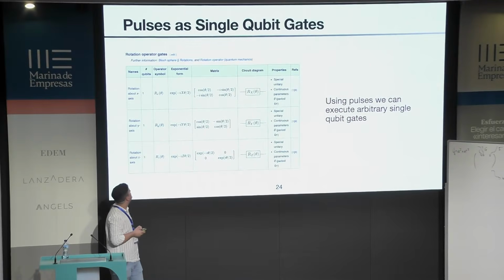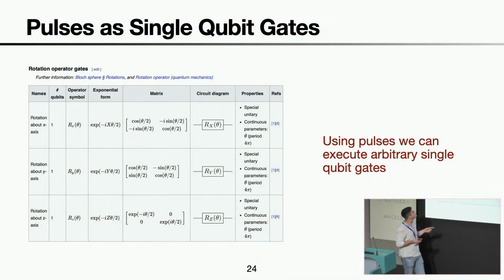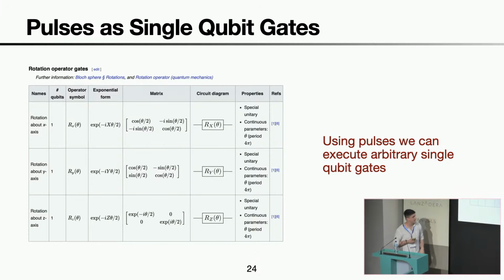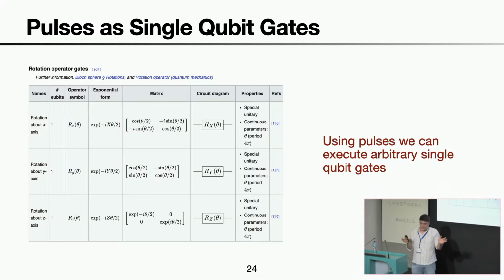And this, for people who are doing quantum computing and so, I checked in Wikipedia, and this is the definition of rotation operator gates. I was curious, and indeed, if you see these exponential forms, it's exactly the thing I just wrote. So every time you hear people like me saying pulses, pulses, pulses, what we mean is single qubit gates. Okay, it's exactly the same. In particular, it's exactly these ones, rotation operator gates. This means that using pulses, we can apply arbitrary single qubit gates onto our NV center.